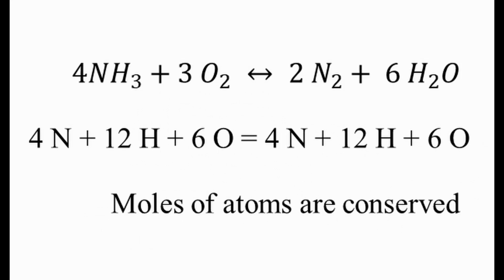The balanced equation is shown. Note the double arrow indicating the reaction could go either way. 4 NH3 plus 3 O2 results in 2 N2 plus 6 H2O. Again, the equation is balanced because we have conservation of moles of elements on both sides of the arrows: 4 N's, 12 H's, and 6 O's.